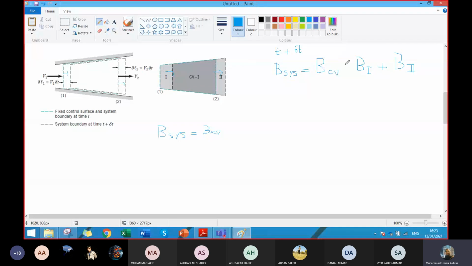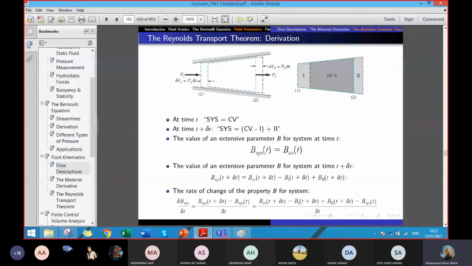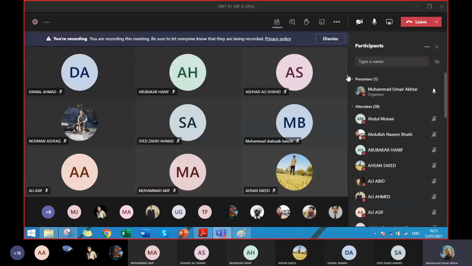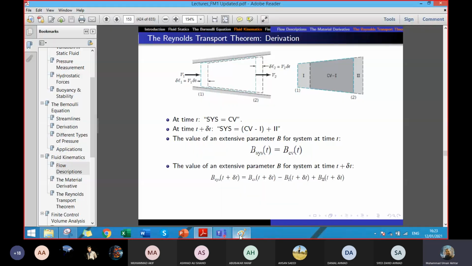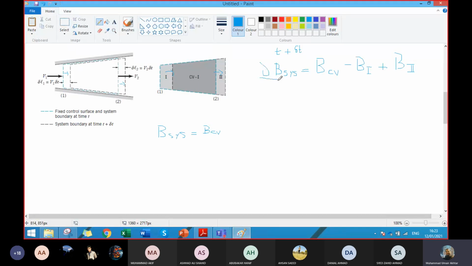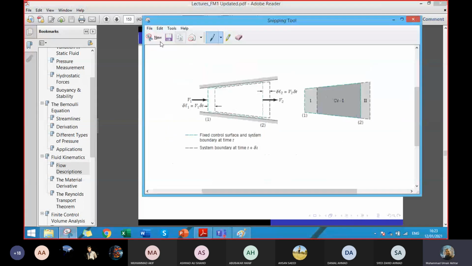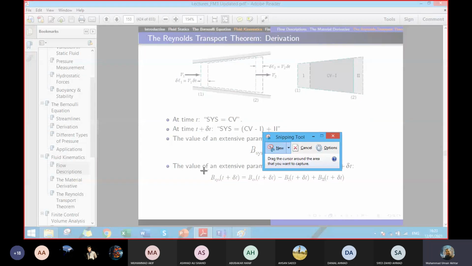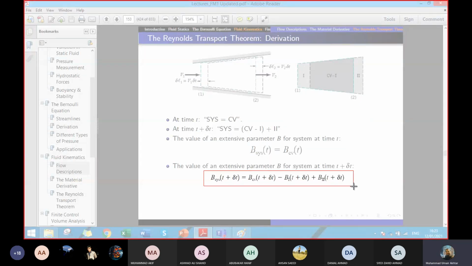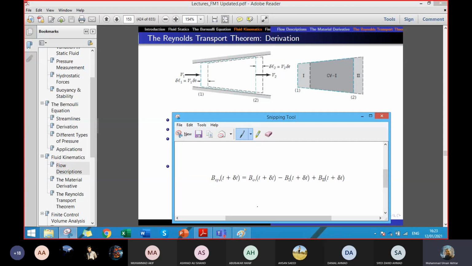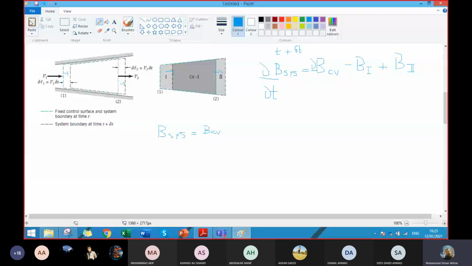So if I want to see the time rate of change of this property, that would be partial by partial t of every term. It will be a bit difficult for me to write it, there are too many symbols, so just take this equation there. This is the equation at t plus delta t. So we will just take the time derivative of each term, partial by partial t. Clear? You can take a time derivative.